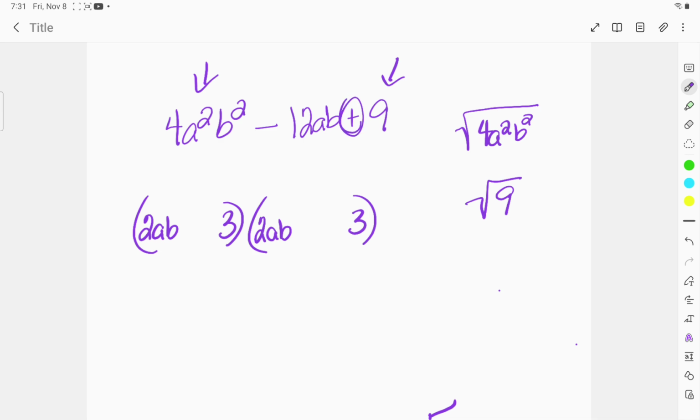This sign tells me that my signs are the same. This sign tells me what those signs are. Or you could have written it like this. Either way will be correct. I'll take both ways. All right, just rewind this video and watch it again if you're still unclear about how to factor these perfect square trinomials and the difference of two squares.